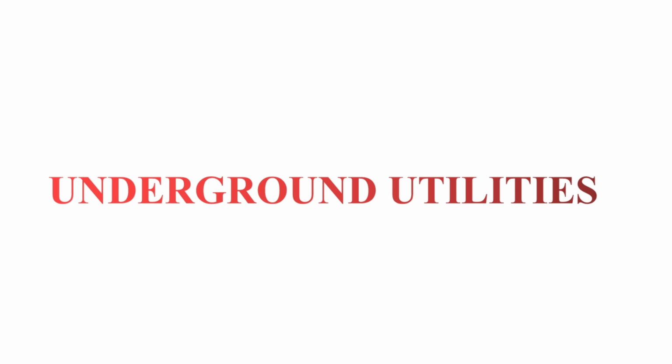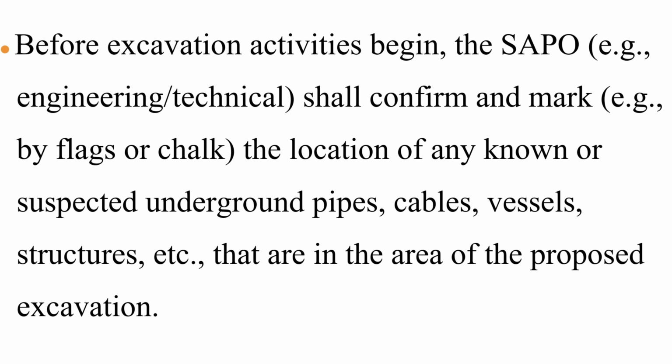Underground utilities. Before excavation activities begin, the Saudi Aramco Proponent Organization, SAPO, for example, engineering and technical, shall confirm and mark, for example, by flags or chalk, the location of any known or suspected underground pipes, cables, vessels, structures, etc., that are in the area of the proposed excavation.